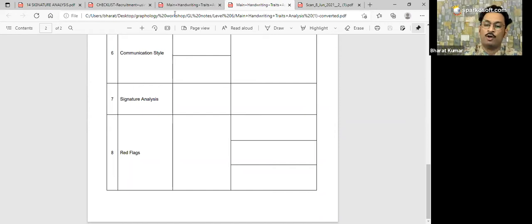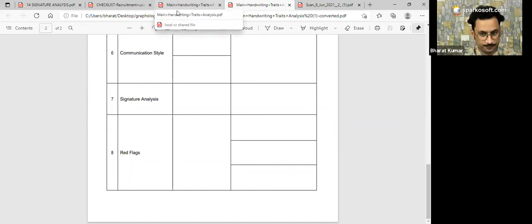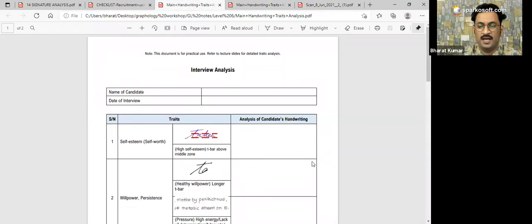So now, how to use it? Check it. Okay, got it. Now remember, this document is for practical use. The lecture slides I have already given, and today I am going to tell you 14 signature analysis points. Extremely important: always reject those candidates having any one signature out of the 14.